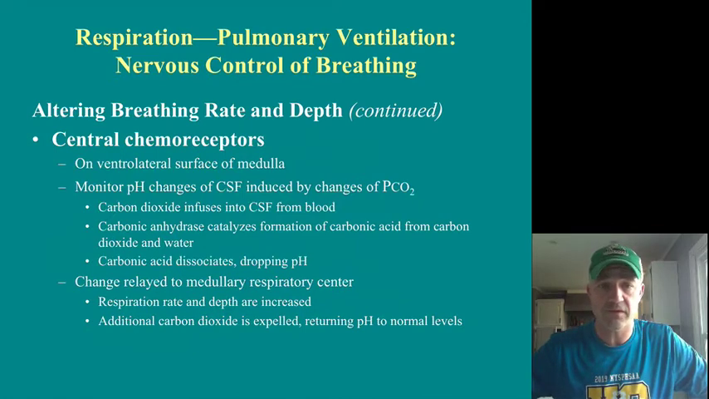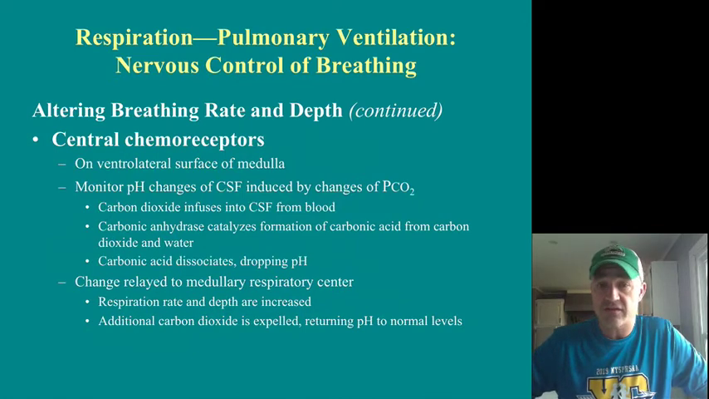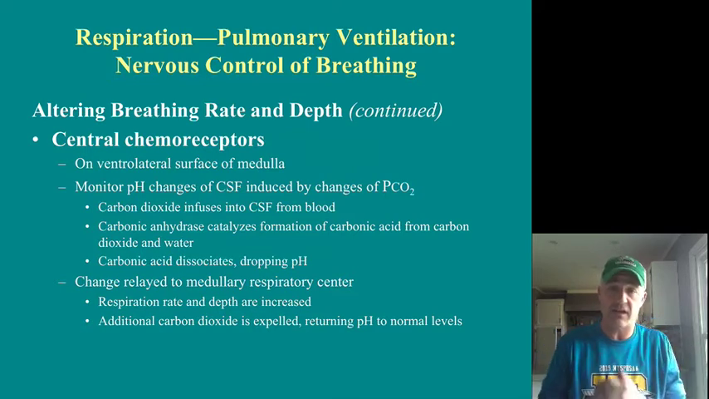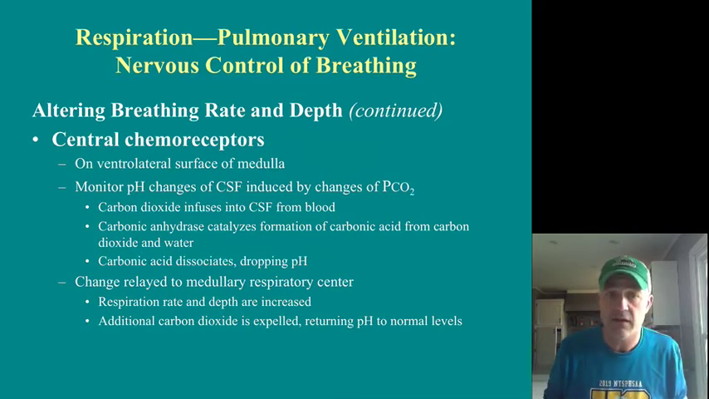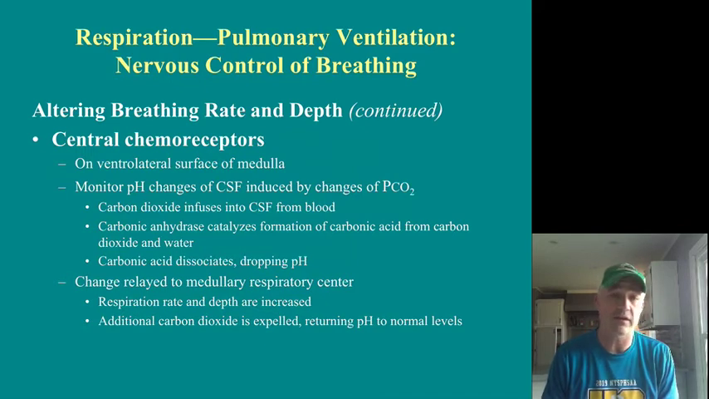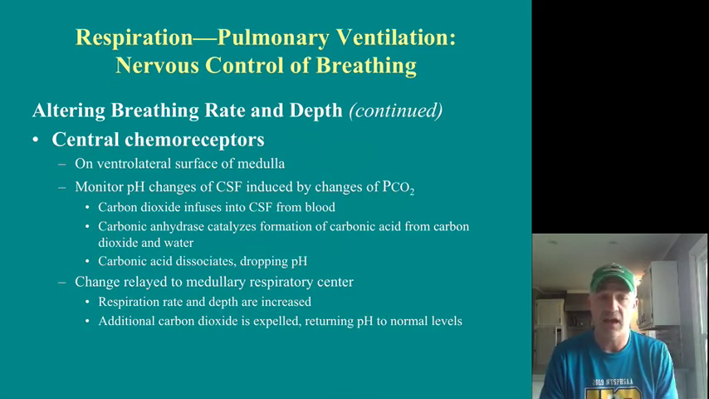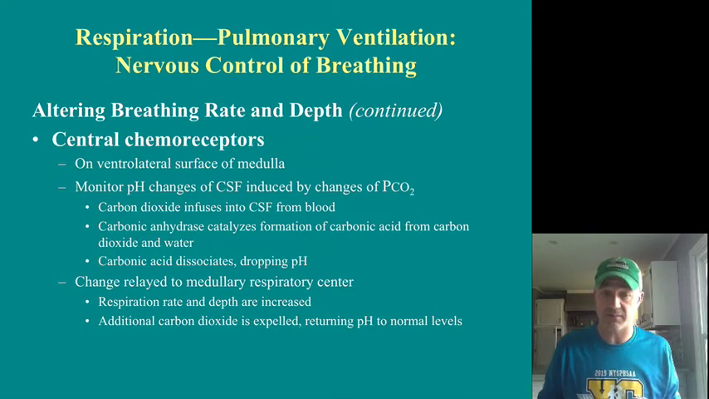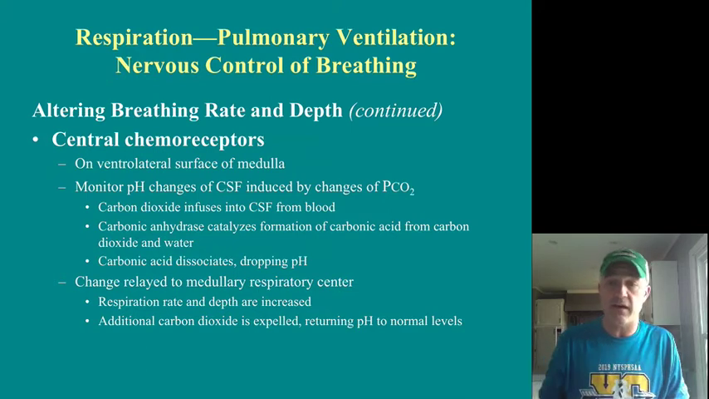The central chemoreceptors are looking at cerebral pH changes in the cerebrospinal fluid caused by changes in the partial pressure of carbon dioxide. As we get more carbon dioxide, we're going to have more in the cerebrospinal fluid, which is going to cause a drop in pH. This is being looked at by these chemoreceptors. If we start seeing higher concentrations of CO2, we are going to increase our breathing rate and depth. As additional carbon dioxide is expelled, that pH is going to come back up, return to a normal level, and we will go back to that normal breathing rate.